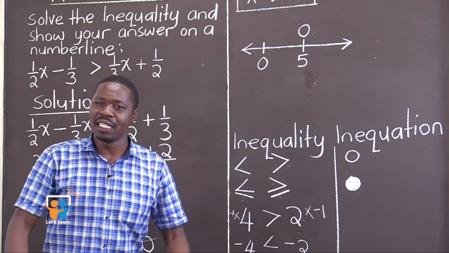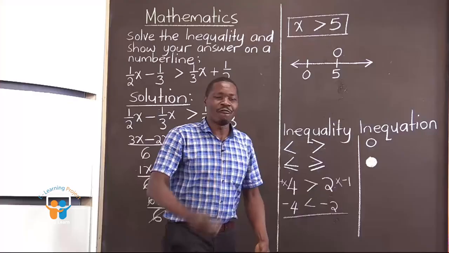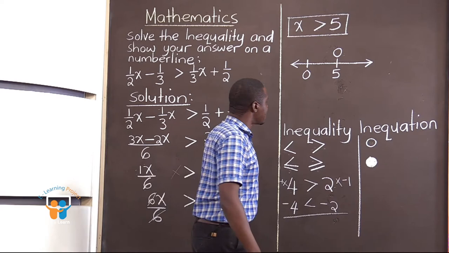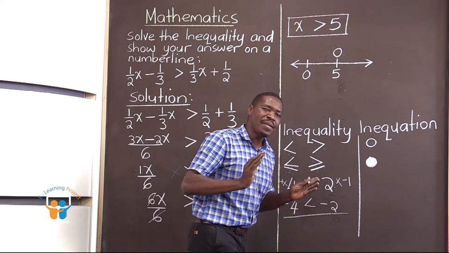Which side? Very good. Someone has given us the right answer, someone, I think, from Kumi District. Yes, someone is telling us numbers which are bigger than 5 are to the right hand side. So, Mr. Examiner, sir, should you be looking for numbers which are bigger than 5? Should you be looking for numbers which are larger than 5?